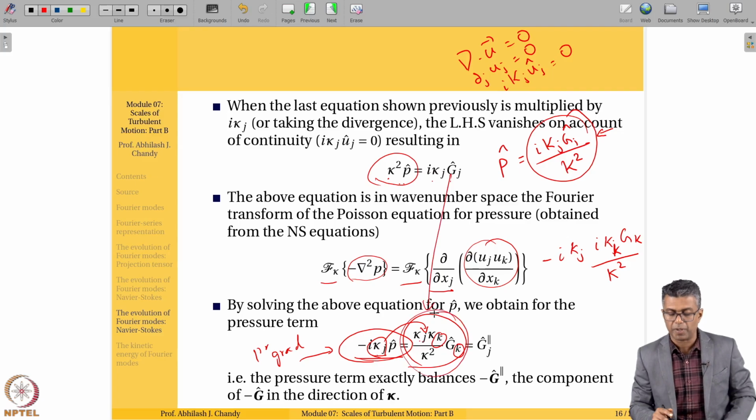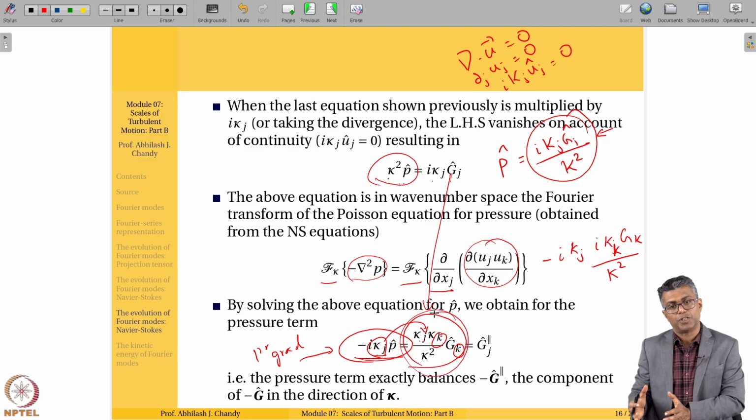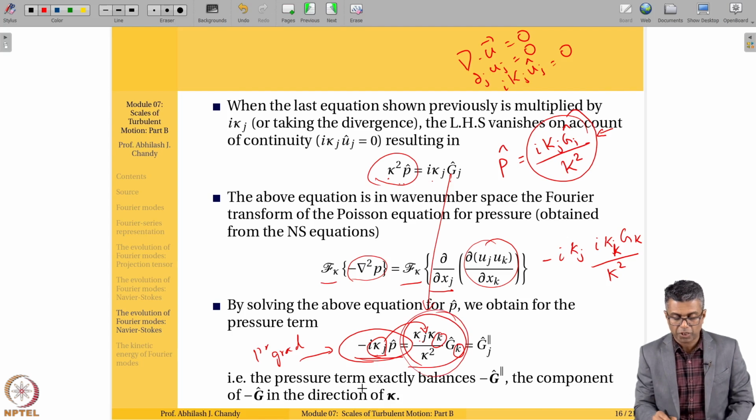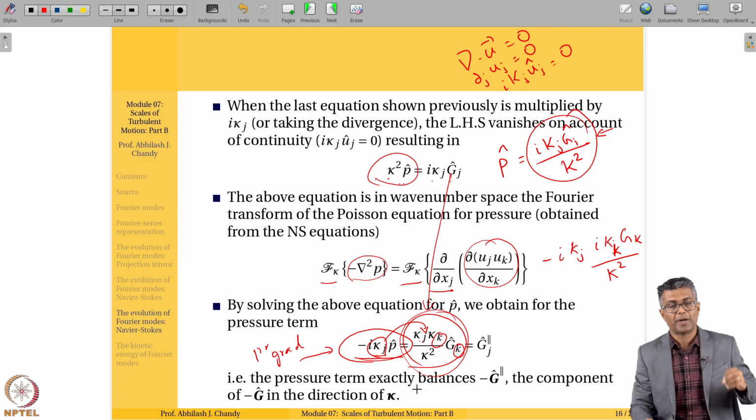Now this turns out to be the parallel component of G. That is what the pressure gradient turns out to be. So that's what we mean by the pressure gradient term exactly balances minus G parallel, the component of minus G in the direction of kappa.